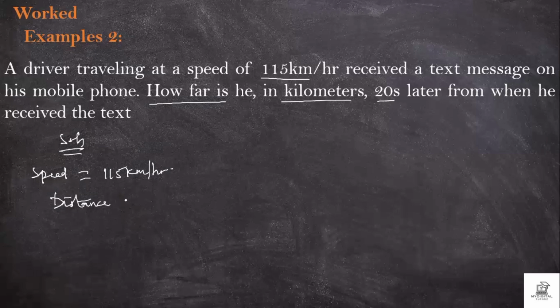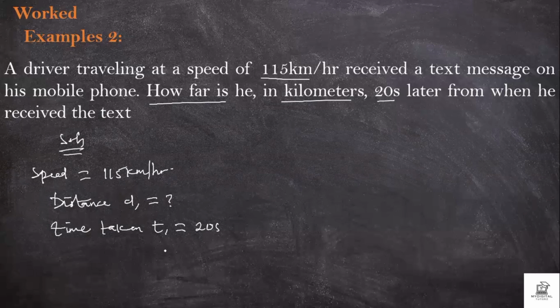Distance. I say we can use D or S. Distance is what we are looking for, so I'll put a question mark. And the time taken, T, is equal to 20 seconds. Since the question says you should leave your answer in kilometer, you are going to convert second to hour, because your speed is in kilometer per hour. You cannot have kilometer per second. Is that clear? So now how do I convert from hour to what?